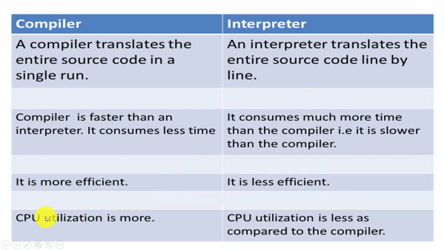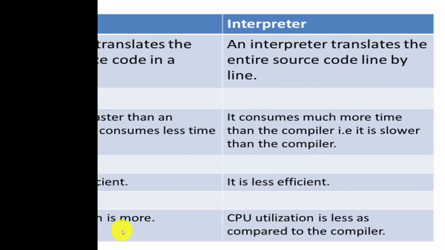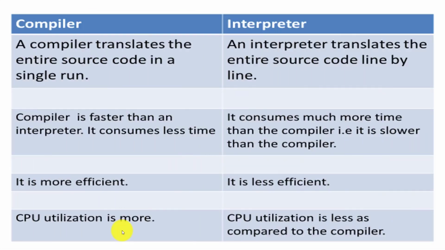Now the next difference is that the compiler's CPU utilization is more. We know it is more efficient, and once the code is scanned, it generates the object code. For storing the object code, it requires some memory, because the compiler follows the mechanism of linking and loading. But in the case of the interpreter, it uses less CPU because the interpreter doesn't generate any object code and it doesn't have any linking and loading procedure.